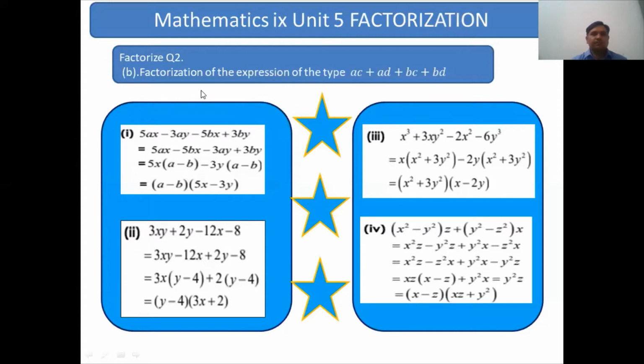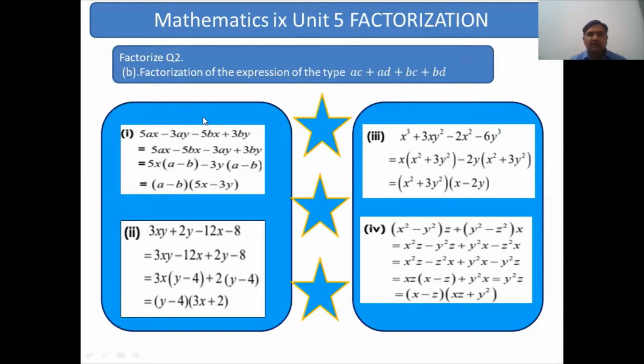Question number 2, factorization of the expression of the type ac plus ad plus bc plus bd. You can see that in the first two terms we can take a common and we are left with c plus d, and in the second two terms we can take b as a common and we are left with c plus d. So we can write this as c plus d within brackets multiplied by a plus b.